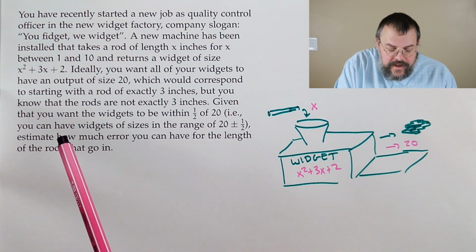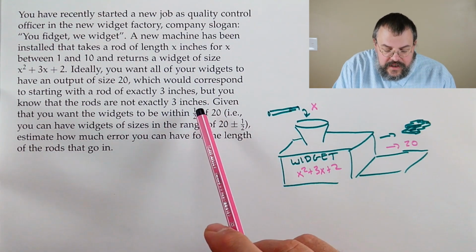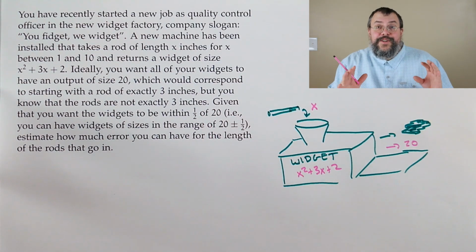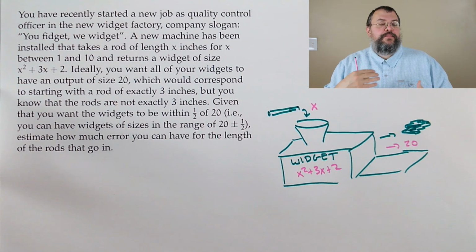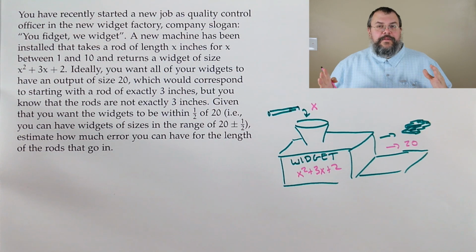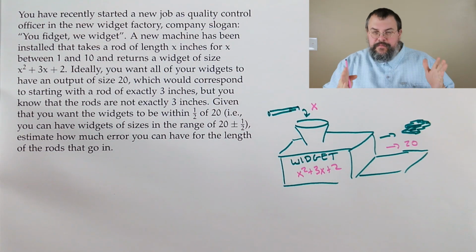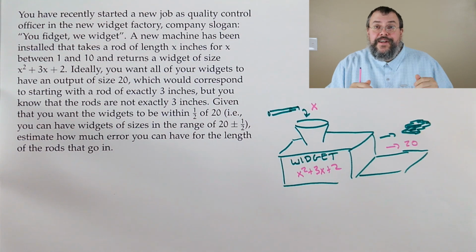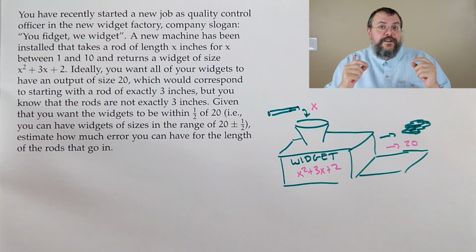But you know that the rods are not exactly 3 inches. This is actually a true thing. We think of all these processes as being perfect. Like, I'm going to put in 10 pounds. Well, you're never going to get 10 pounds exactly. Nothing ever weighs exactly 10 pounds. There's always a little bit of error.